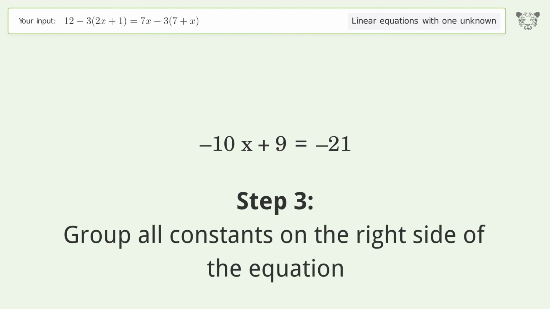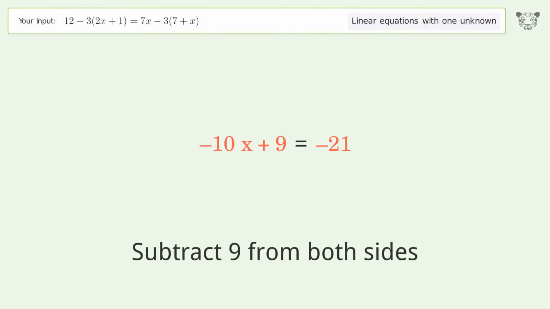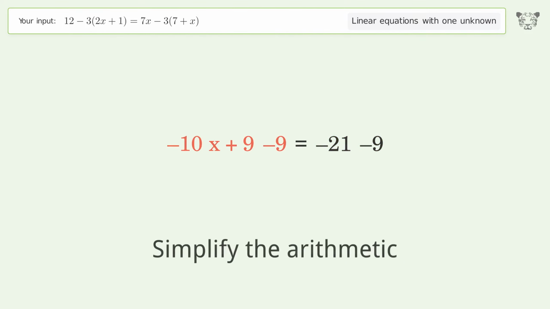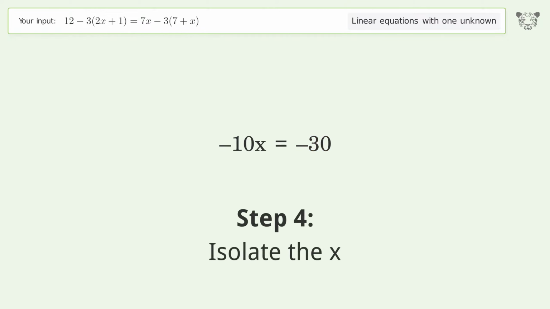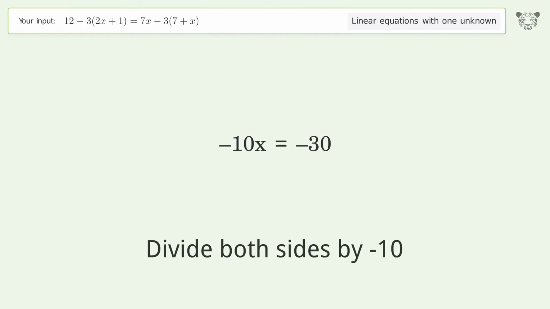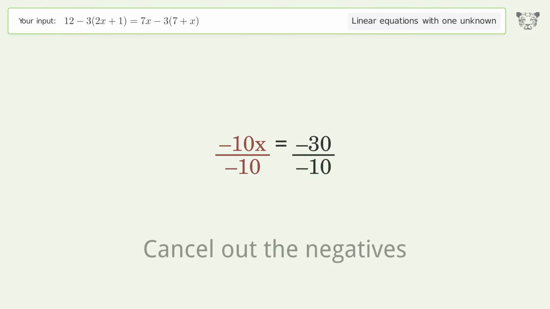Group all constants on the right side of the equation. Subtract 9 from both sides. Simplify the arithmetic. Isolate the x. Divide both sides by -10. Cancel out the negatives.